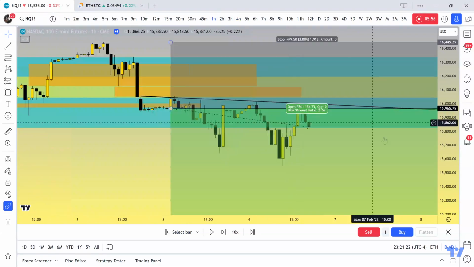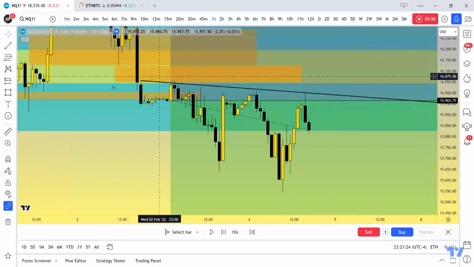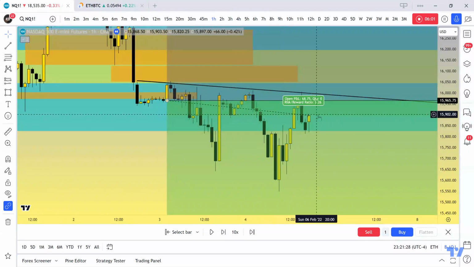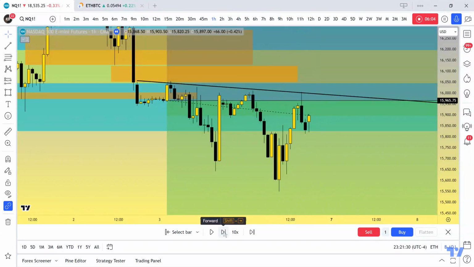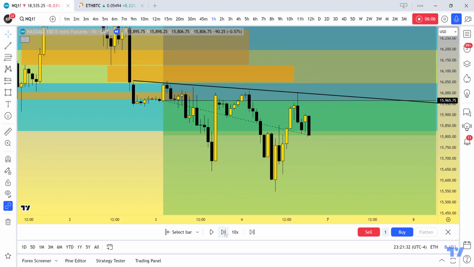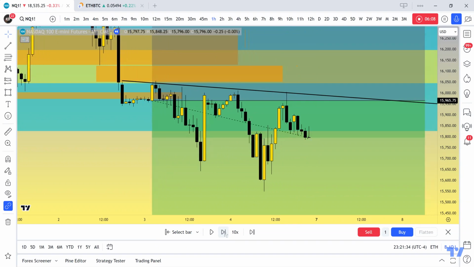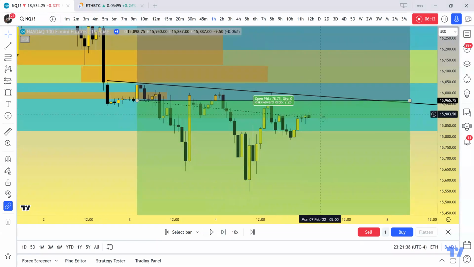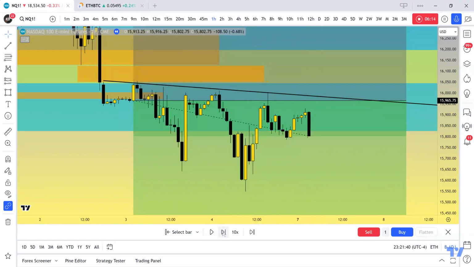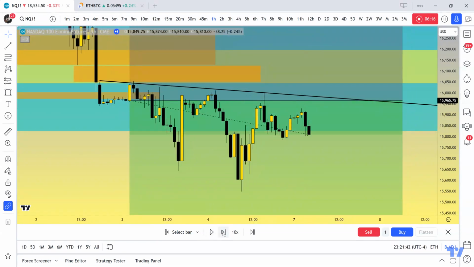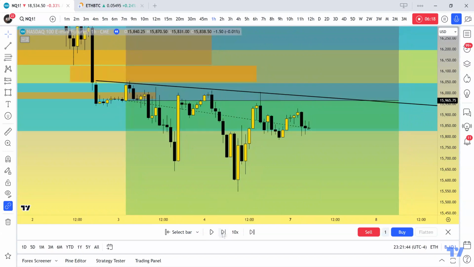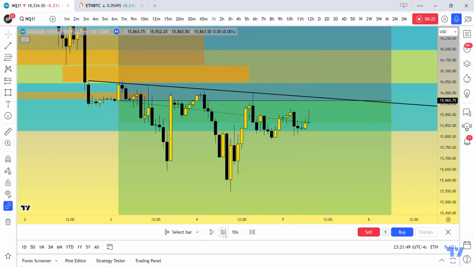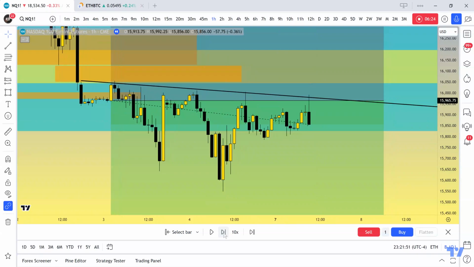Let me see in the 1 hour. Could just go down from there into here. Let's see if we immediately go down or not. No, one more time. Relative equal highs. Took that out. Boom. Okay, still consolidating into this gap here. Do we go lower? No, still going higher.